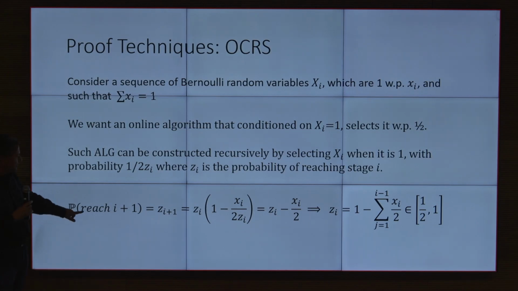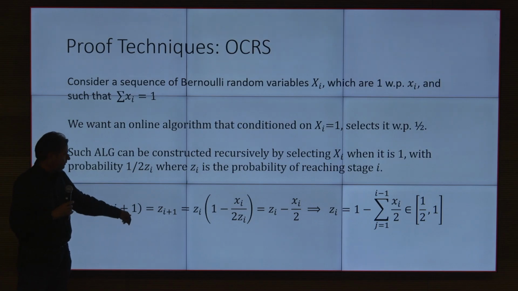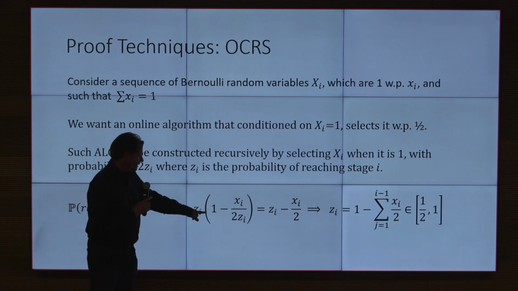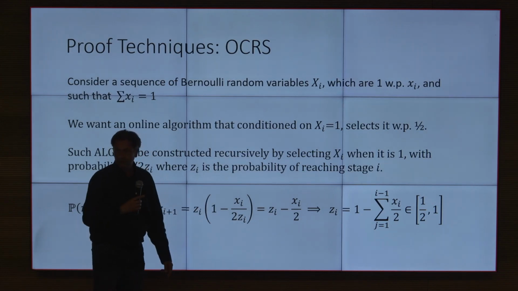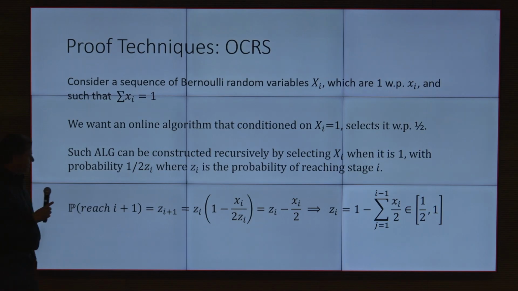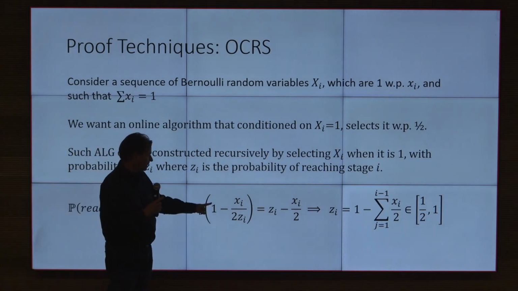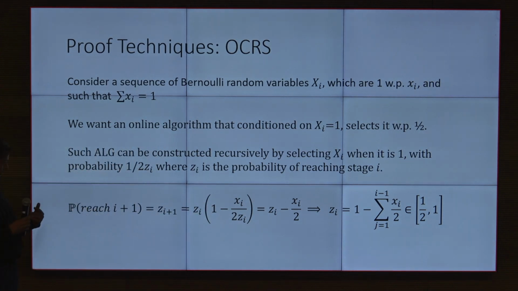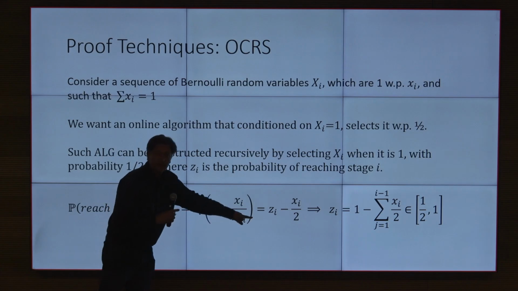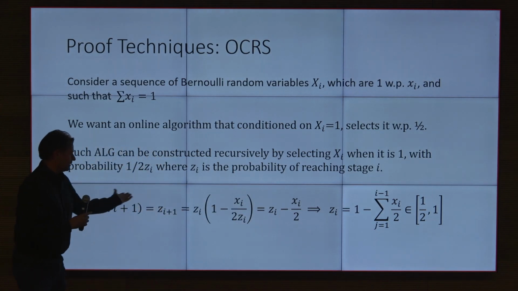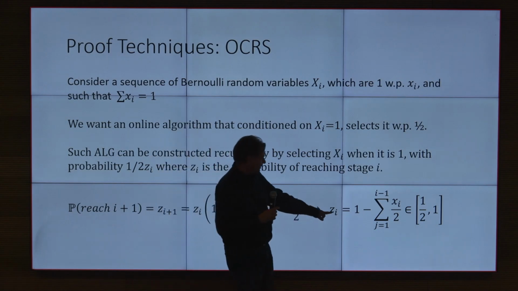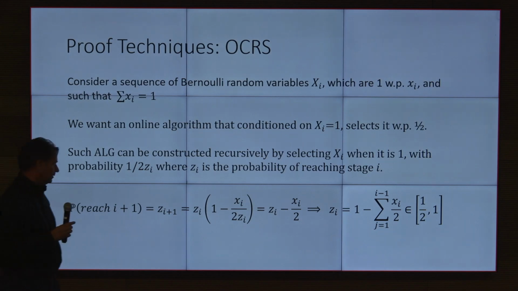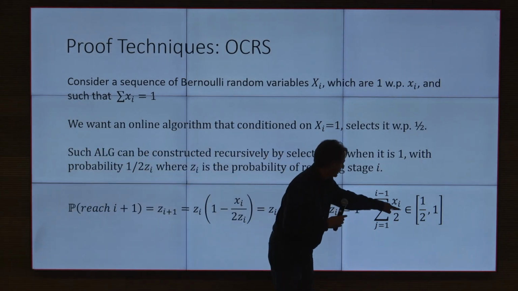First of all, the probability of reaching i plus 1 is Ci plus 1, which we can compute easily as Ci times the probability that we don't take the ith guy. The ith guy, we take it with probability xi/(2Ci), so the product of these two things. So we don't take it with probability 1 minus that. This is the probability that we reach stage i plus 1, and this gives you a recurrence. You solve it, and you get that Ci is equal to 1 minus the sum of the xj/2.